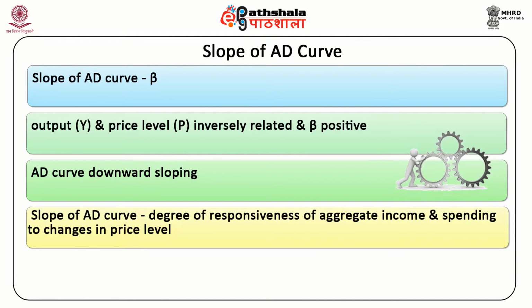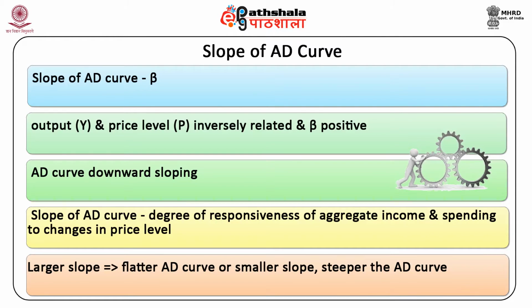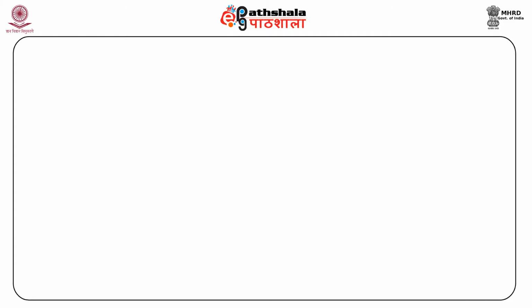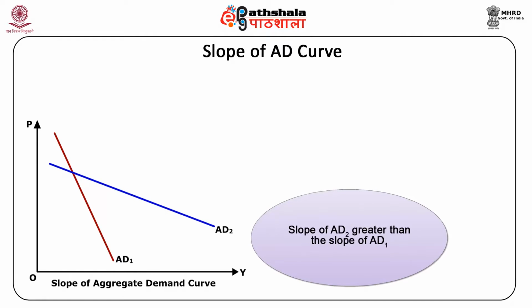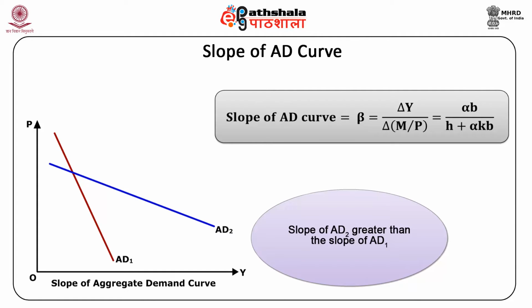The slope of aggregate demand curve reflects the degree of responsiveness of aggregate income and spending to the changes in the price level in the economy. Larger the slope, flatter will be the aggregate demand curve, or smaller the slope, steeper will be the aggregate demand curve. Figure shows two aggregate demand curves where the slope of AD2 is greater than the slope of AD1. The slope of AD curve is given as follows. Slope of AD curve equals beta, which equals change in Y divided by change in M by P, which equals alpha into B divided by H plus alpha K into B dash.